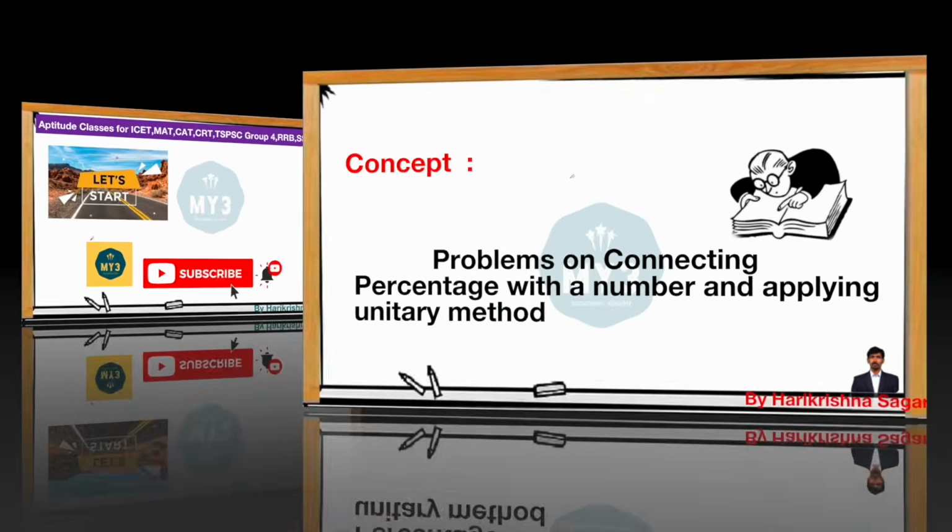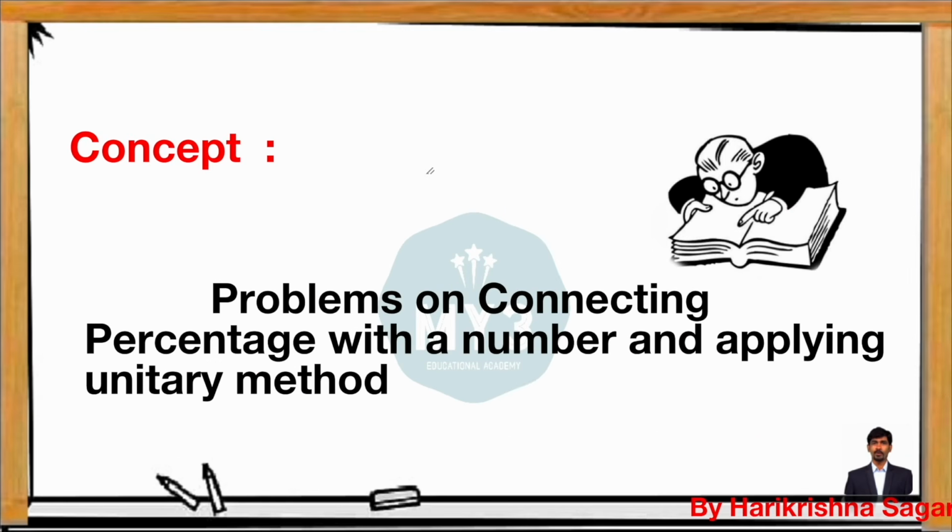So if you observe the concept, in all these type of questions, you have to do one thing: connect the percentage with the equivalent number and apply unitary method to get your required quantity. For example, you have a question like this: 30% of a number is equal to 300. Then what is 100% of the same number? If 30% of the number is 300, 100% of the number is how much?